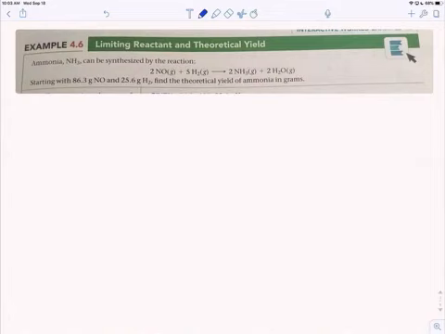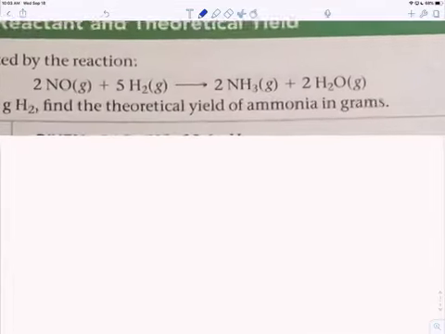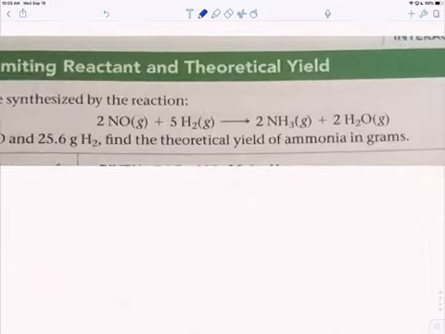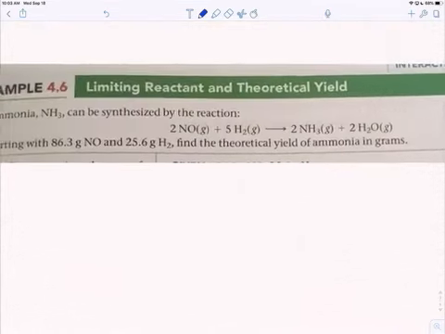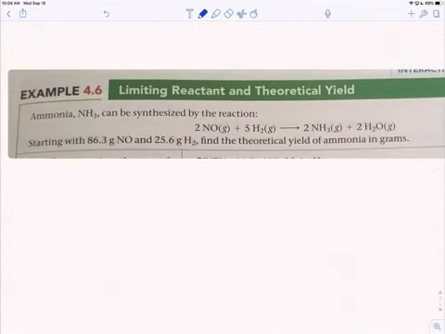Okay, so this is not how we make ammonia, but ammonia can be synthesized by this reaction: 2 nitrogen monoxides plus 5 hydrogens makes 2 ammonias and 2 waters. Starting with 86.3 grams of nitrogen monoxide and 25.6 grams of hydrogen, what is the theoretical yield of ammonia in grams? So we have to figure out how much ammonia we can make from this. And unfortunately, this is a case where we have one in excess, but it's not obvious.